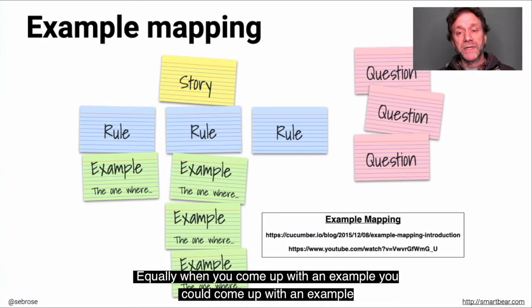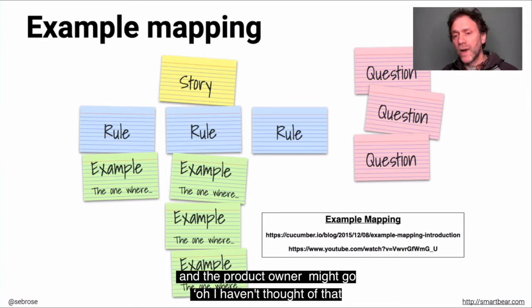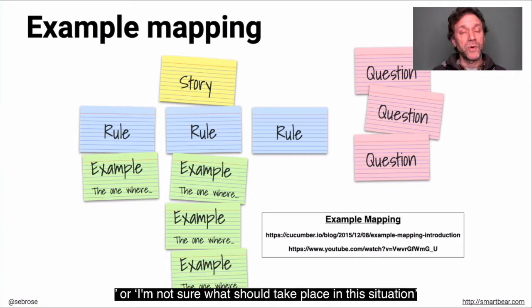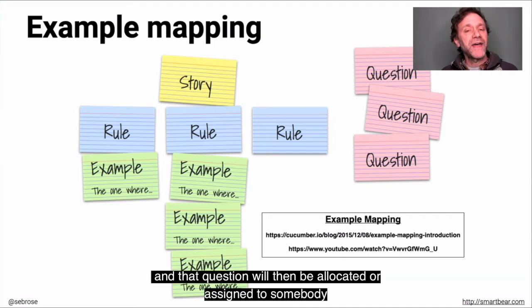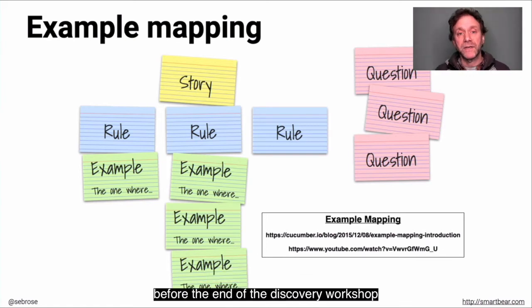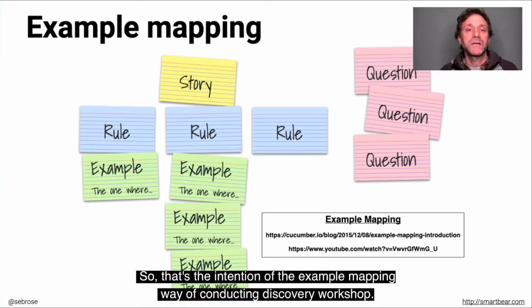Equally, when you come up with an example, the product owner or BA might go, oh, I hadn't thought of that, or I'm not sure what should take place in this situation. And at that point, you capture that as a question on a red card, and that question will then be allocated or assigned to somebody before the end of the discovery workshop and needs to be answered by the time you come back and continue working on this story. So that's the intention of the example mapping way of conducting a discovery workshop.